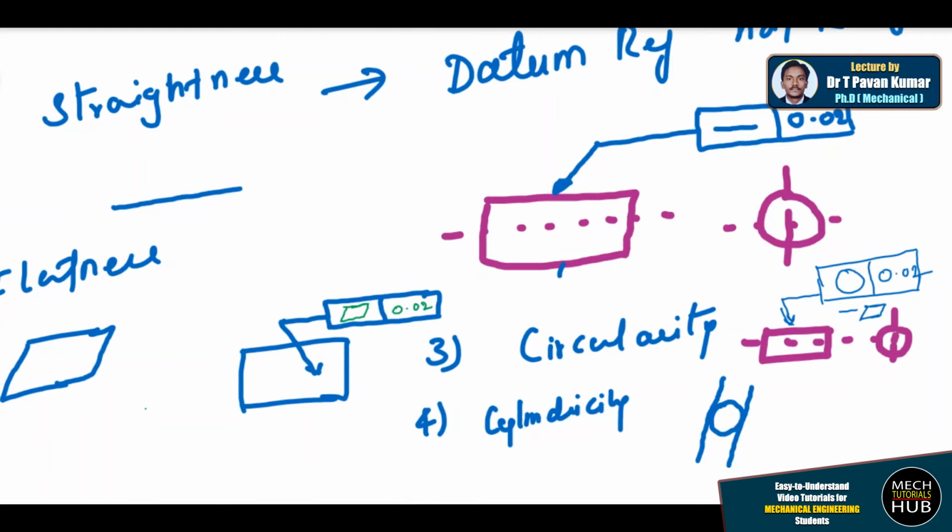Now what is the difference between cylindricity and circularity? Both are almost one and the same, but when you talk about cylindricity, it means that it is a 3D tolerance value that you are going to specify.